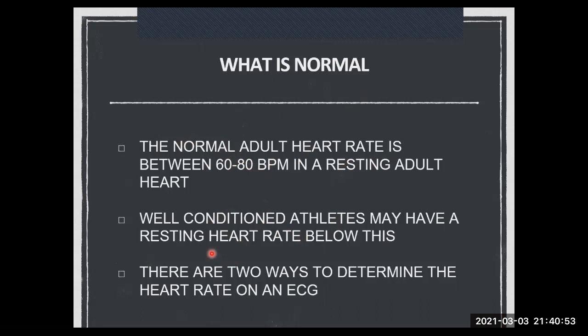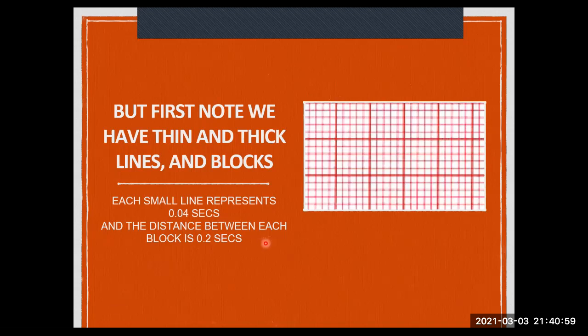There are many ways to determine heart rate on an ECG. The most common way now is just to look at the top of the ECG. In the old days, I'm kind of giving away how old I am, we actually didn't have machines that gave us the rate. We had to work it out ourselves. So what I'm teaching you now is just for interest's sake.